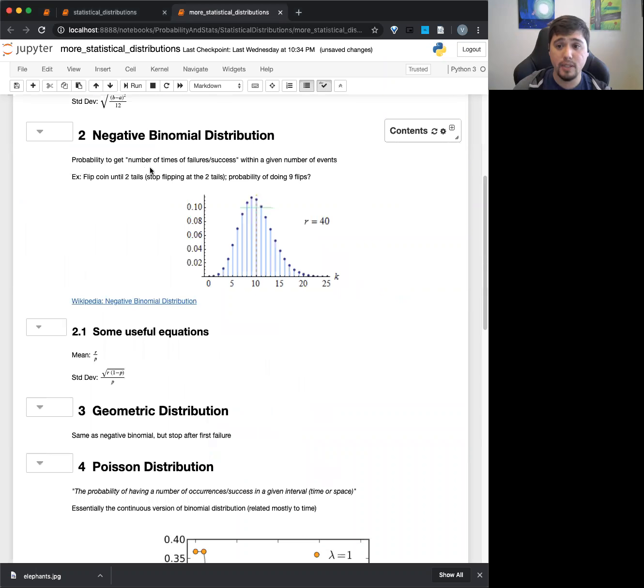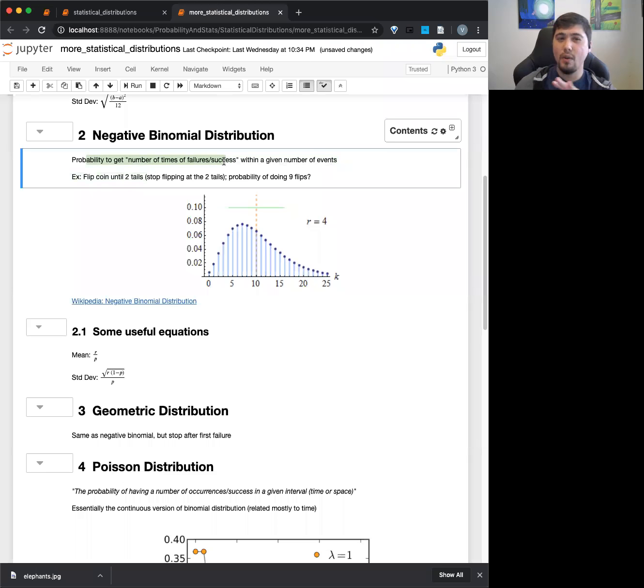Negative binomial distribution. So this is kind of interesting. I'll just read what it says: probability to get the number of times of success and failure within a group of number of events. So this is kind of like the binomial distribution, but a little bit different. The idea is that we keep doing a thing until we get the number of successes. How many times can we keep going?